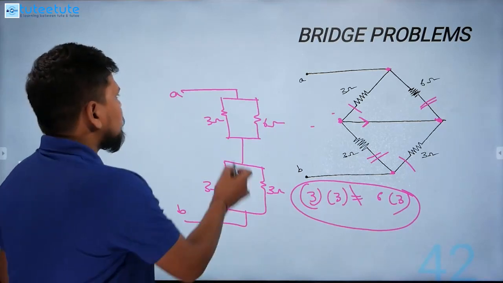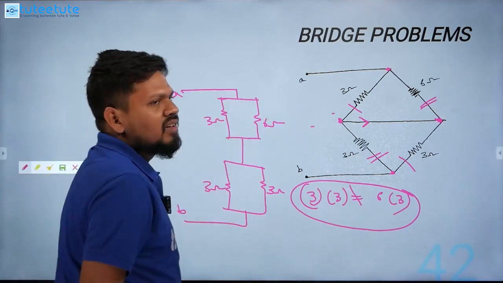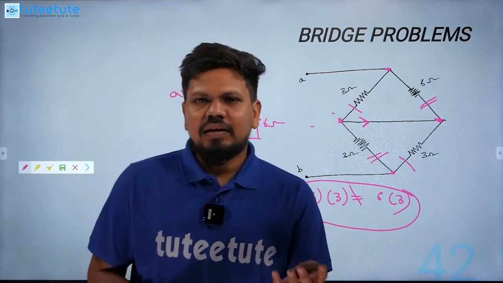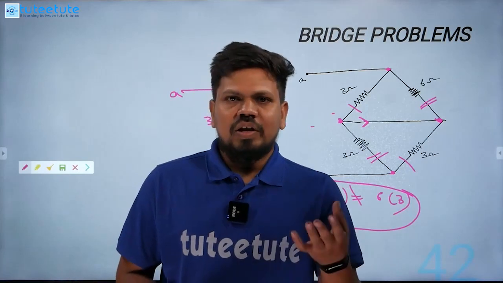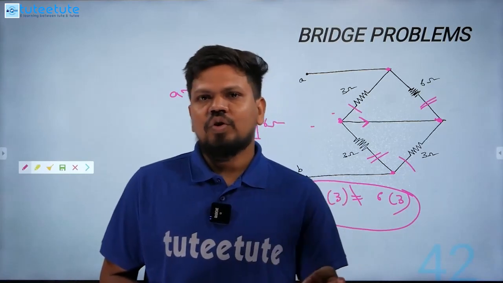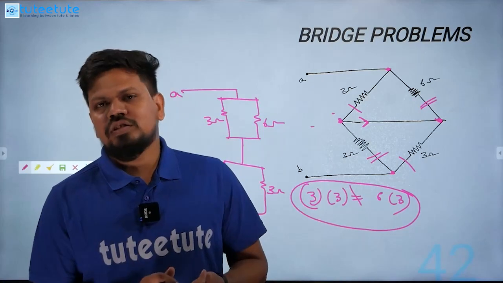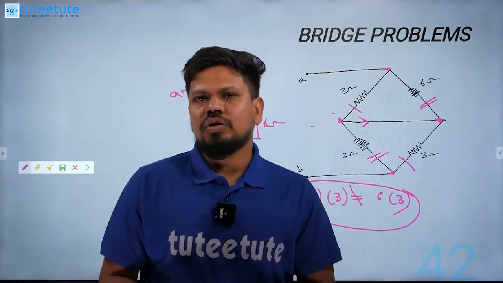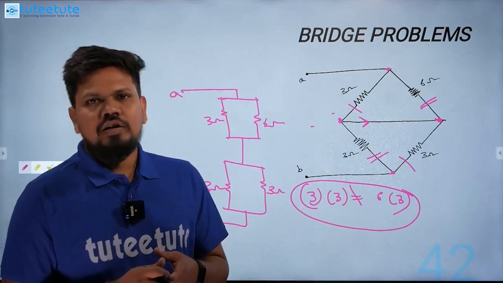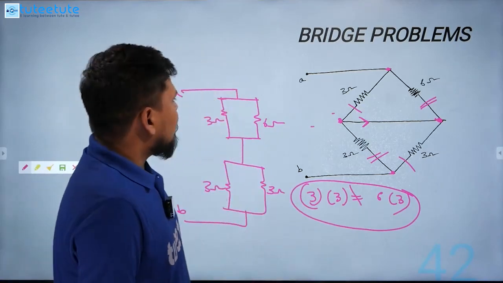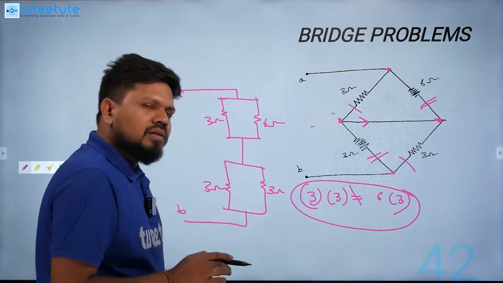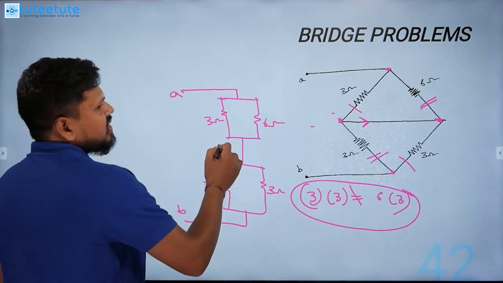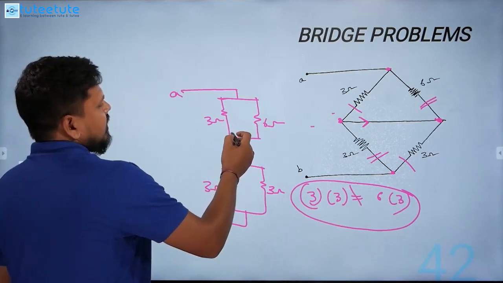Always remember these values, because in the exam, how they will give the values: 3 and 6, 4 and 8, 4 and 12, 1 and 1, 10 and 20. Like that, the same calculable values only they will give every time. Always remember the 3 and 6 combination. Understood, right? So 3 in parallel with 6, what is the equivalent? You will get 2 ohms.